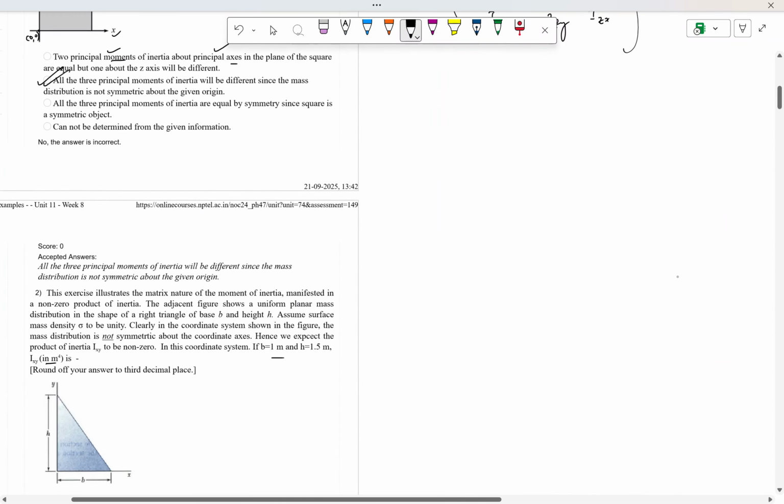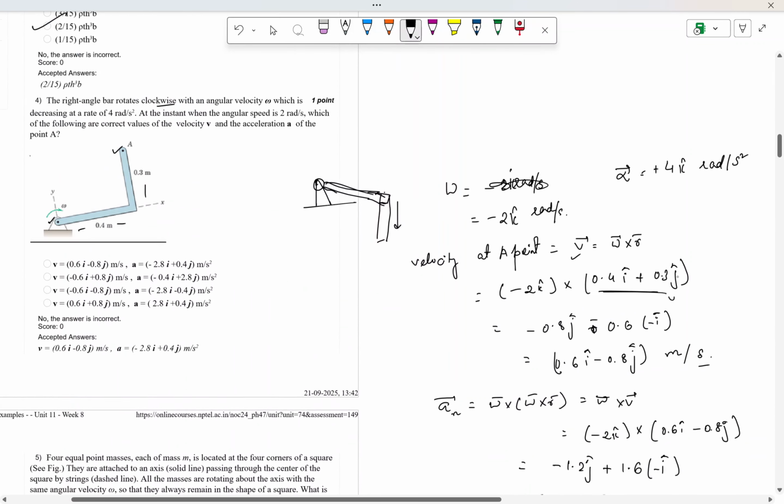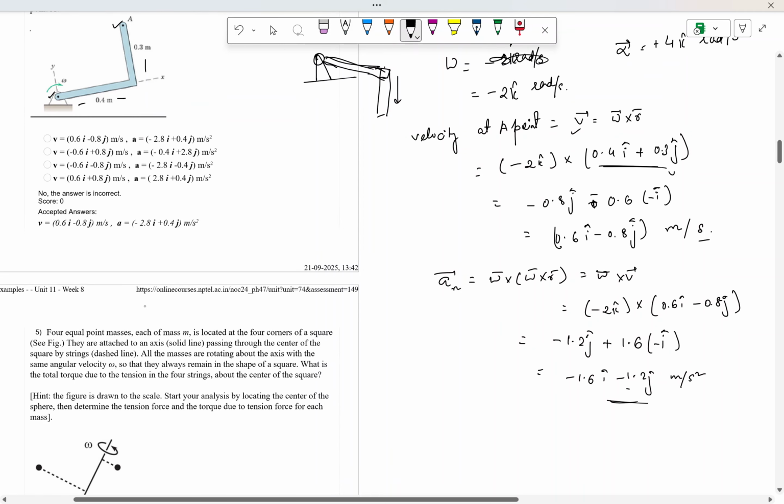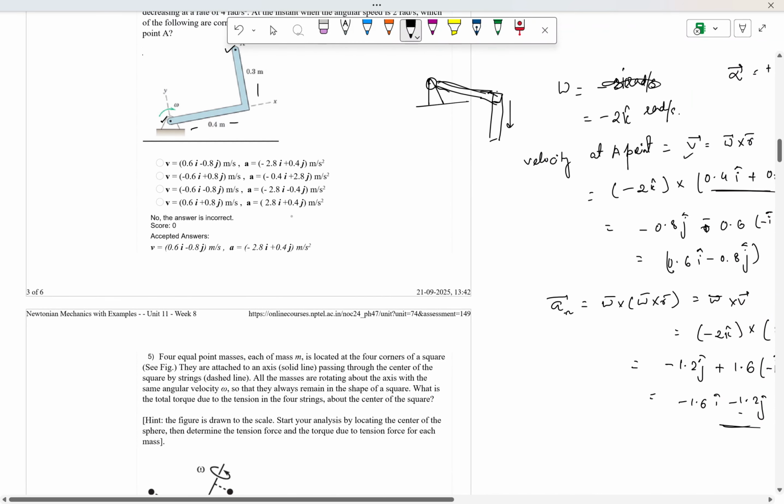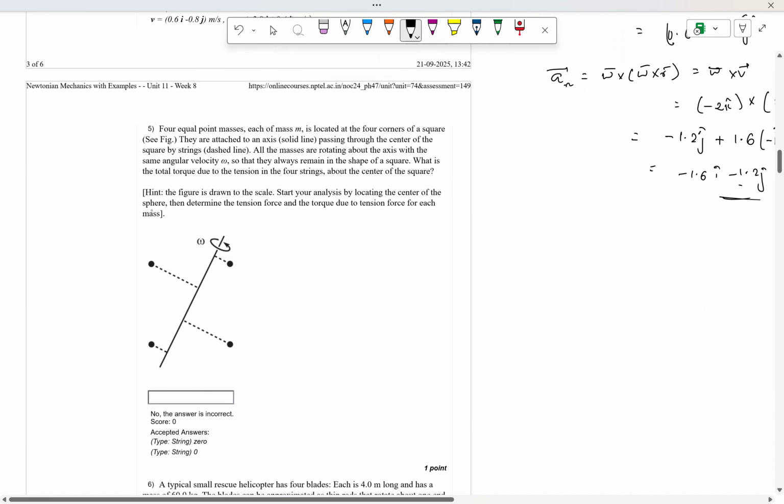Let's check. So the answer will be this: plus 0.6 i minus 0.8 j is the velocity, minus 2.8 i plus 0.4 j is the acceleration. So this question is also solved by the same logic. Now, question number 5.